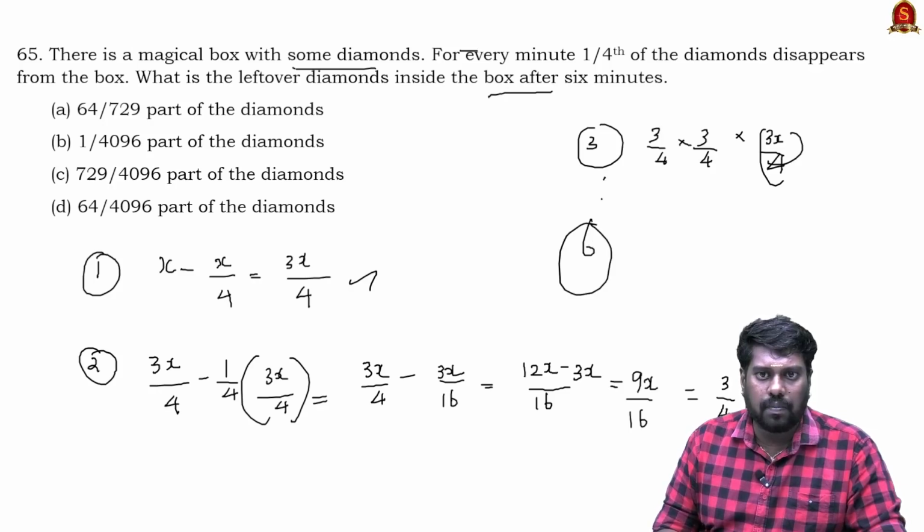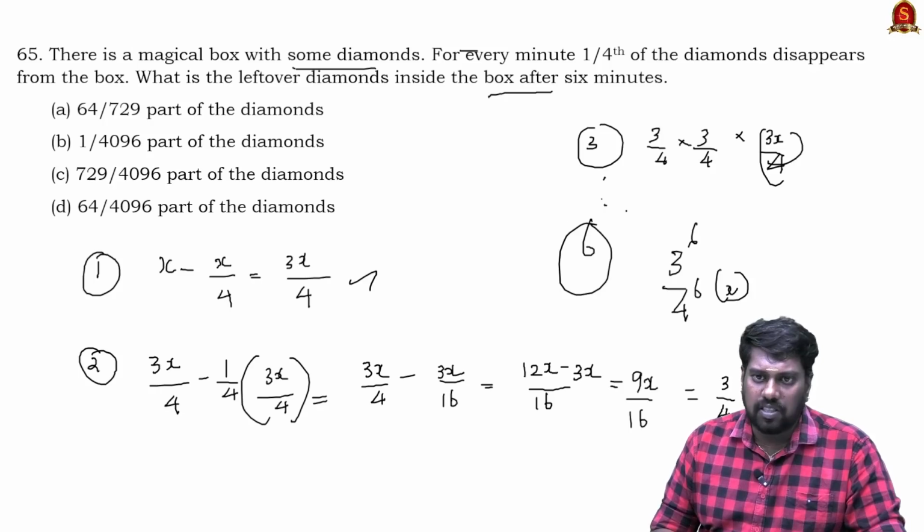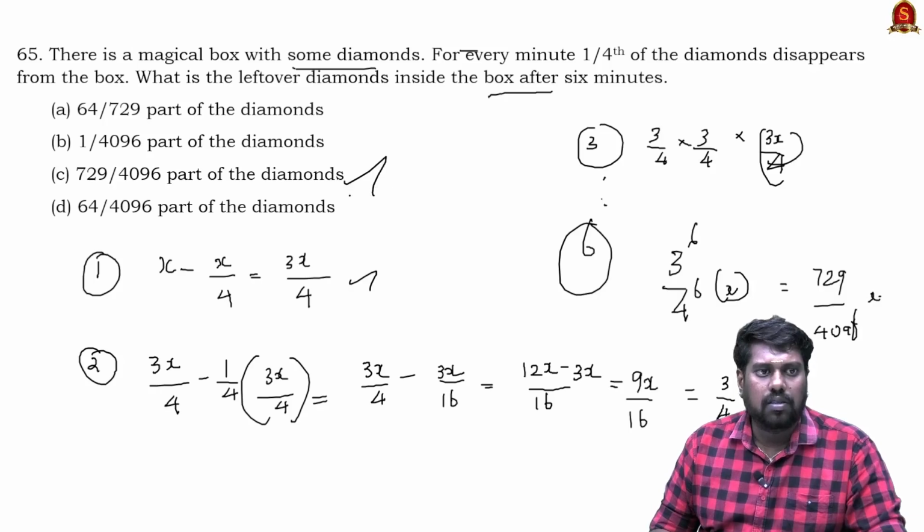if the pattern repeats, it will be 3 to the power 6 divided by 4 to the power 6 into x. This x is the number of diamonds already present in it. So what is 3 power 6? It is 729. And what is 4 power 6? It is 4096. So 729 by 4096 part of x. What will be your answer? It will be C.